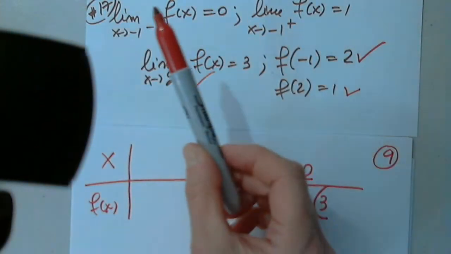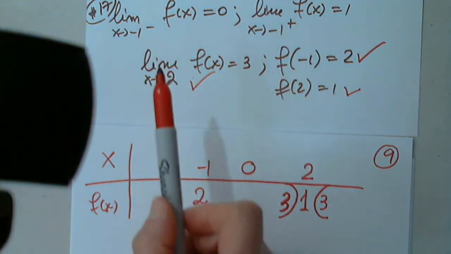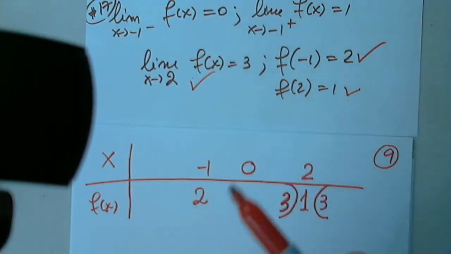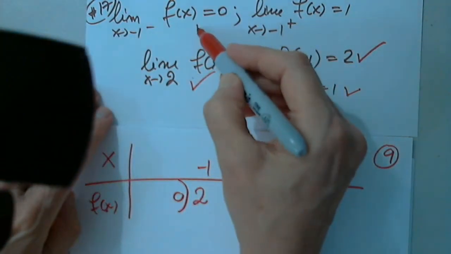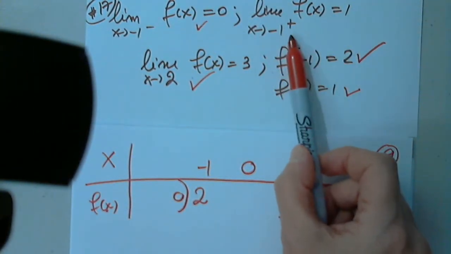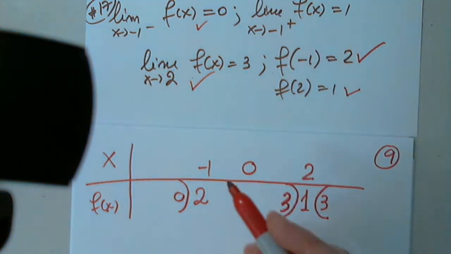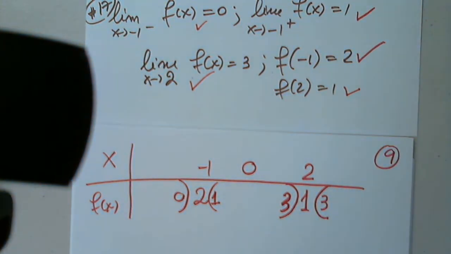Now, the limit of f of x from the left of -1 is 0. Okay, the parenthesis, done. The limit of f of x as x approaches -1 from the right is 1. Yay! Now the gibberish is very clear. Before, all that meant nothing to me. Now everything is super clear.